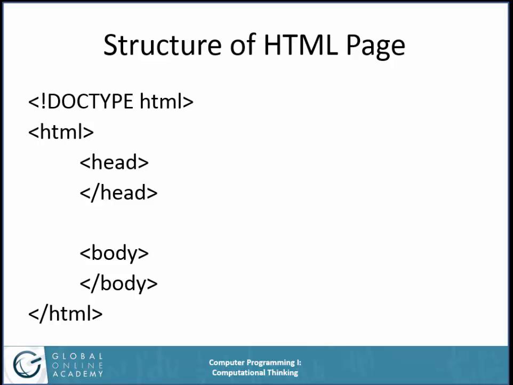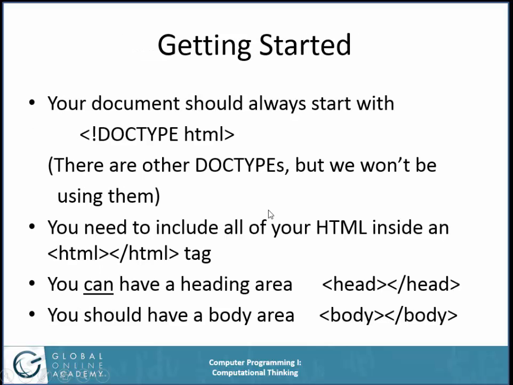Now here's the structure of an HTML page, just the skeleton of it. You'll start out with angle bracket and exclamation mark doctype HTML. Then you'll have an HTML and a /HTML. Everything in between here and here is the markup language for your web page. There will be a heading section, head and /head, and a body section, body and /body. And we'll see things that go in between these. Your document should always start with this exclamation doctype space HTML. There are other doctypes, but we won't be using them.